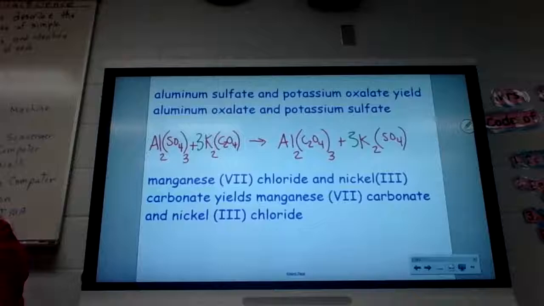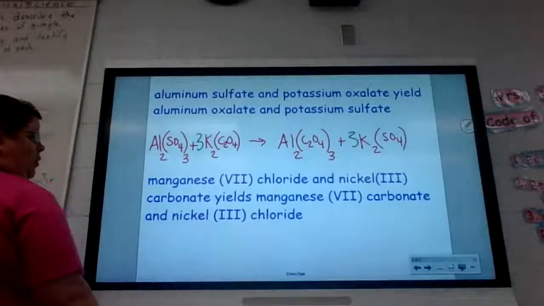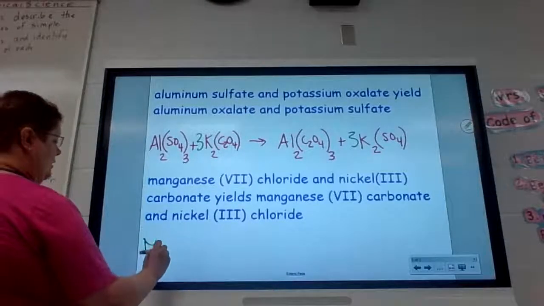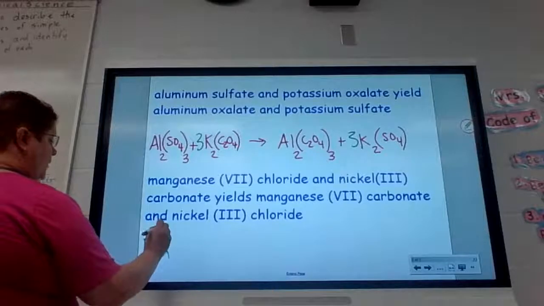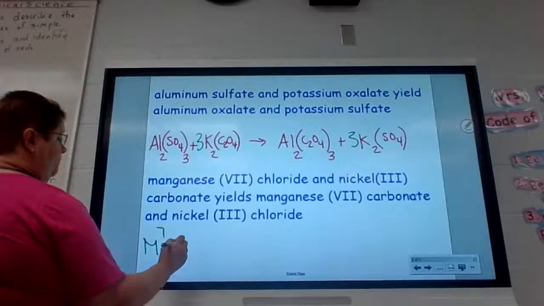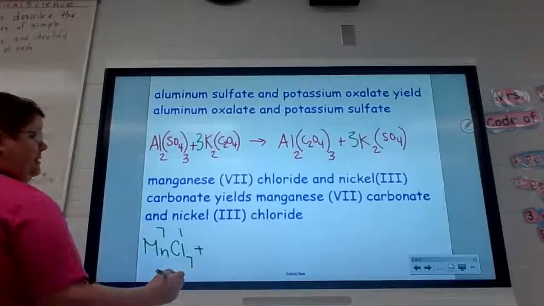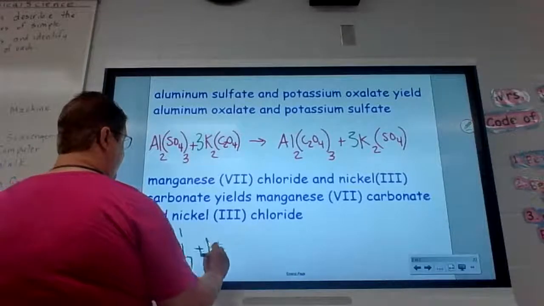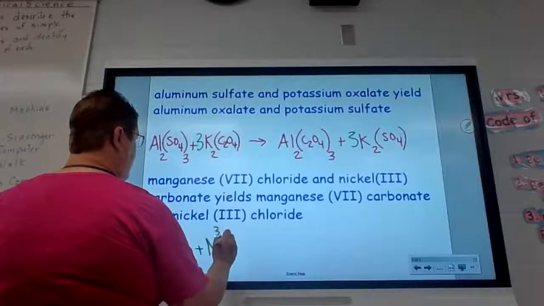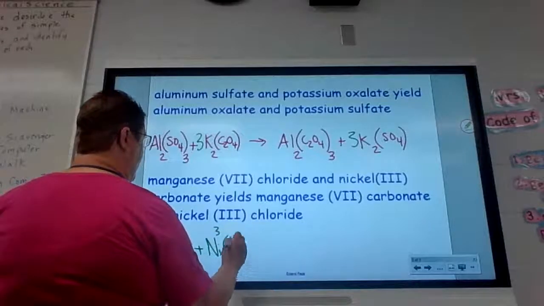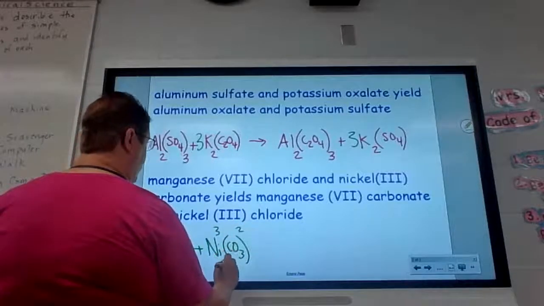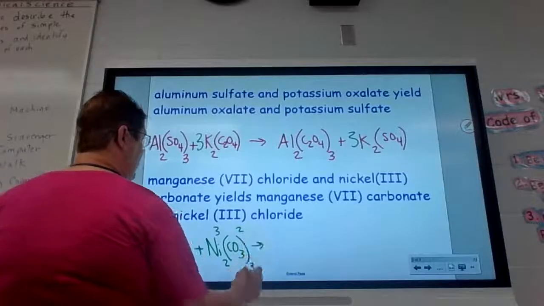All right, so the last one. Manganese 7 chloride. So manganese has what oxidation number? Plus 7. And chlorine has what? Minus 1. So 7 comes down, 1 comes down. Plus nickel 3 carbonate. So nickel has a 3. Carbonate has a 2. Bring my 2 and my 3 down.